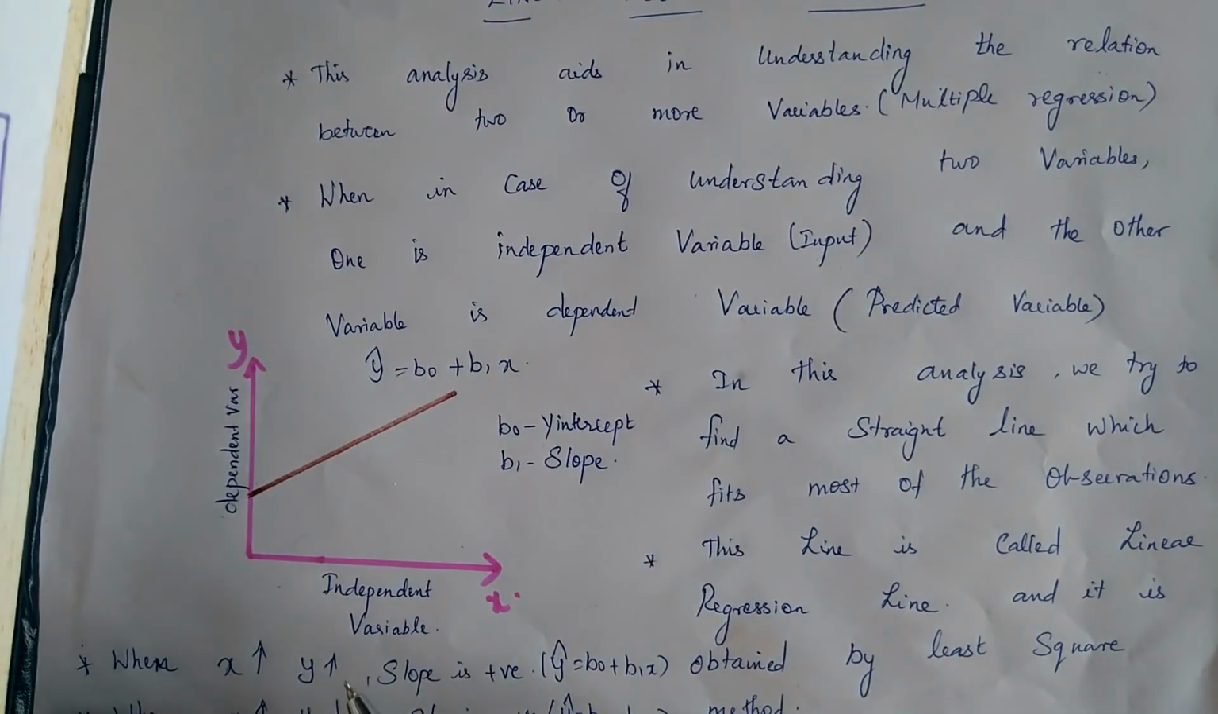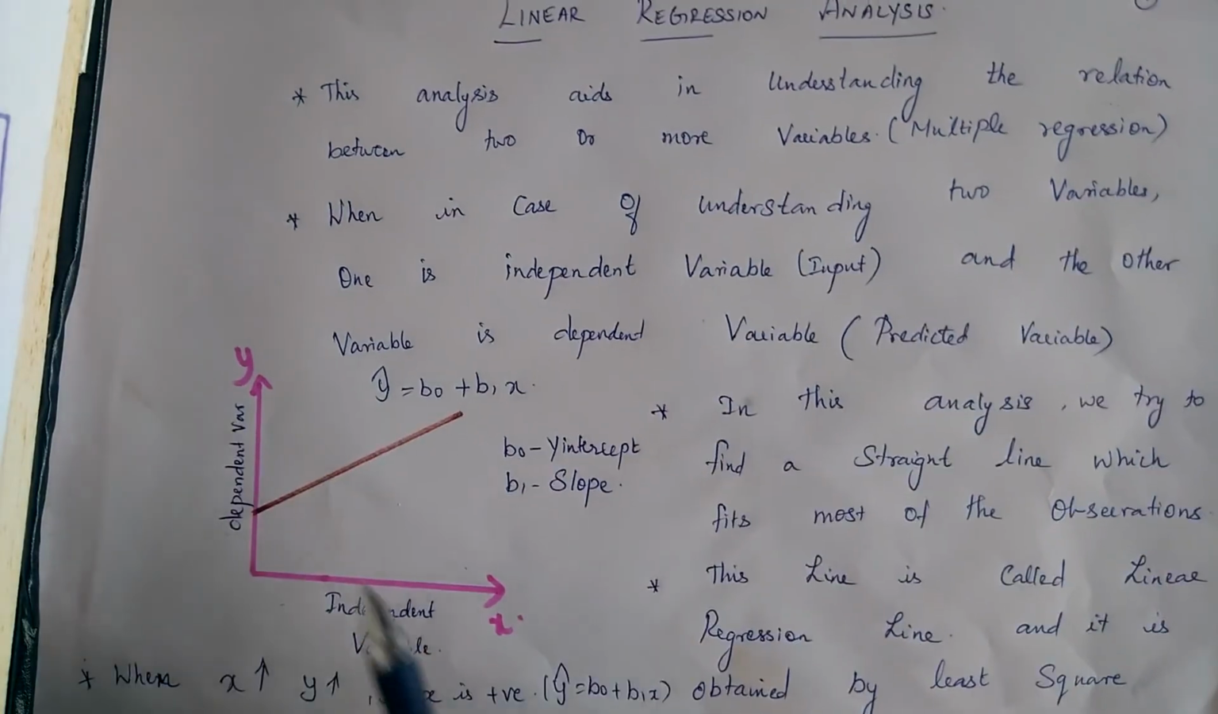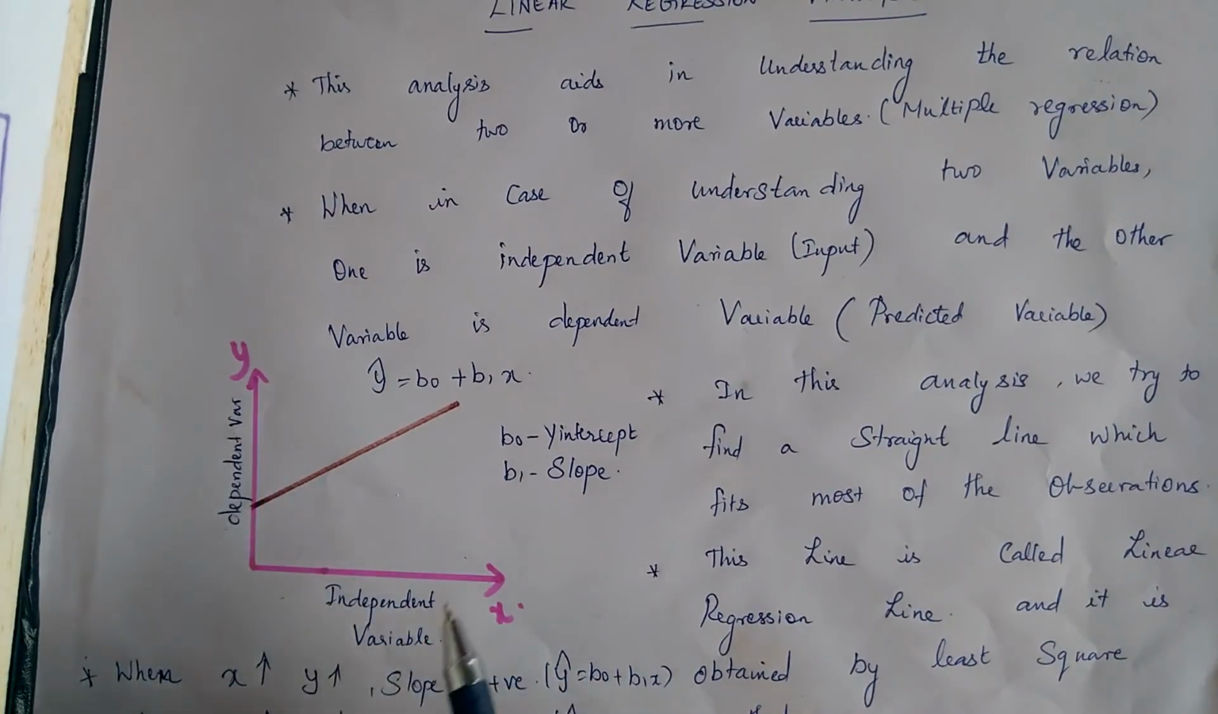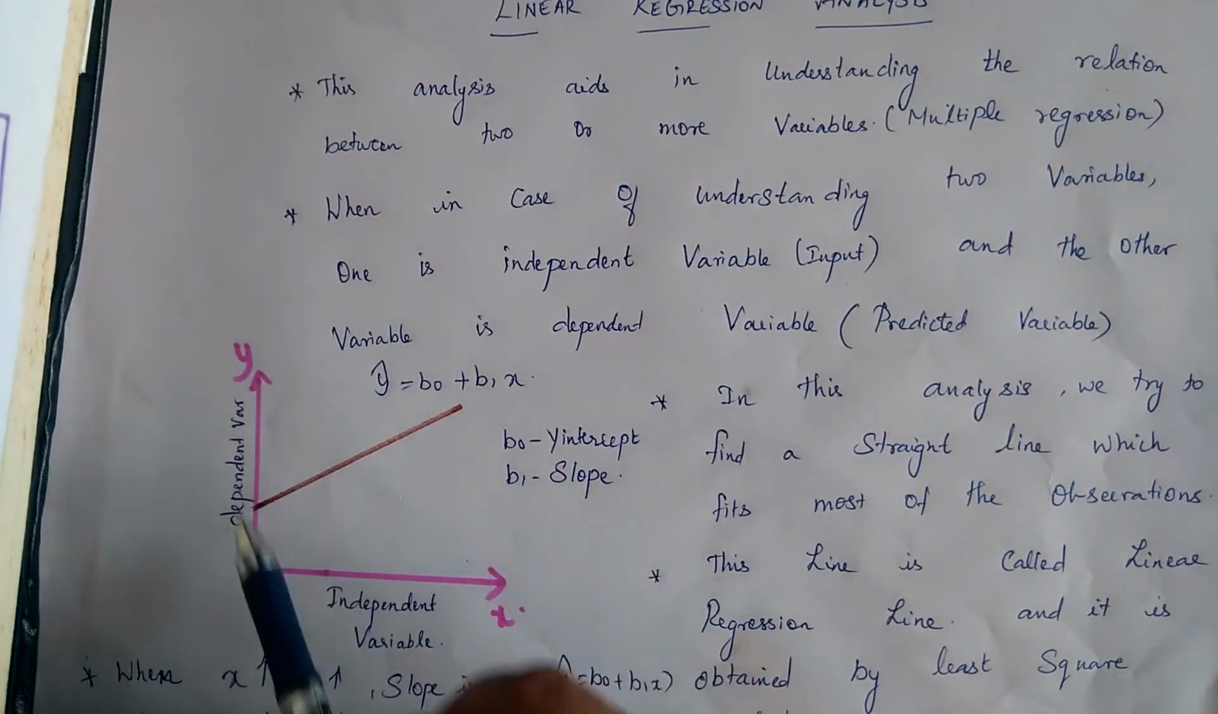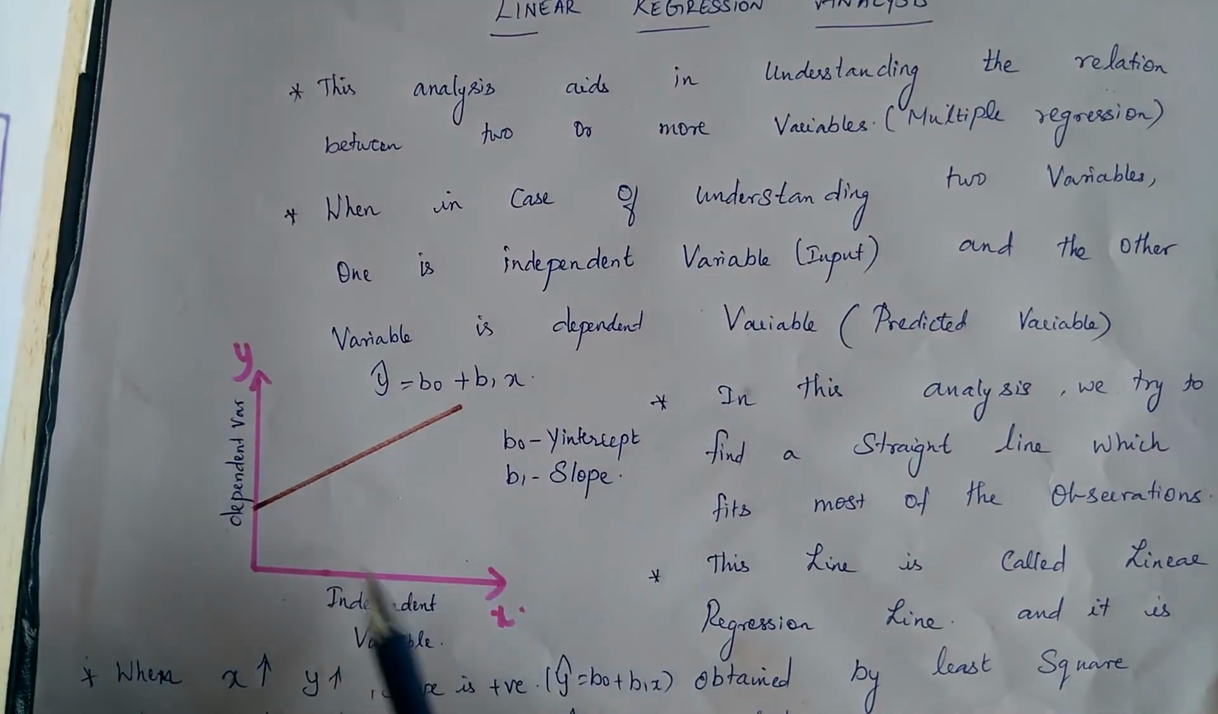Let's take an example. Let's say we have two variables with us, that is x and y. Let's say we need to find the rent of a house. The input variable is going to be the square feet of the houses, and as the square feet increases, the rent also will increase. So there is a linear relationship between these two variables.